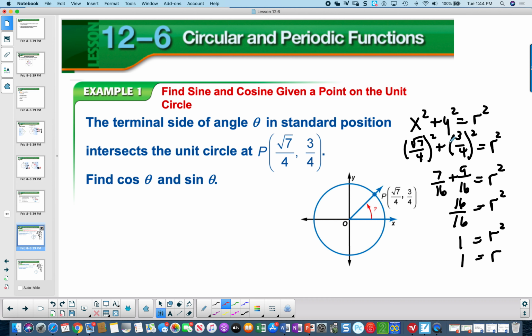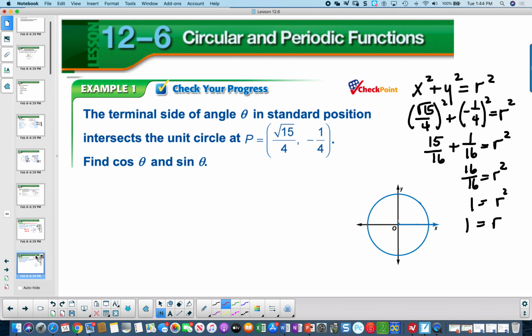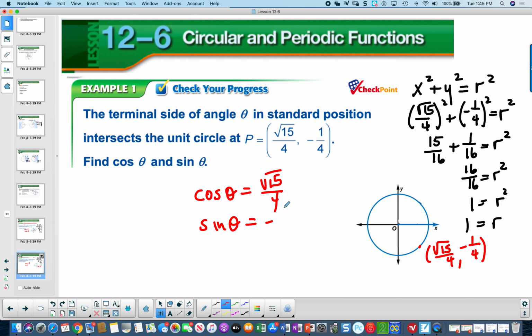I wanted to show you that it was actually on the unit circle by using the Pythagorean theorem to show you that the radius is 1. So we say that the cosine of theta, the angle being made right here, is equal to the x-coordinate, which is √7/4. And the sine of theta is equal to 3/4. Okay, this point is located right about here, and the x-coordinate is √15/4, and the y-coordinate is -1/4. So we say the cosine of theta is the x-coordinate, which is √15/4, and the sine of theta is equal to -1/4.